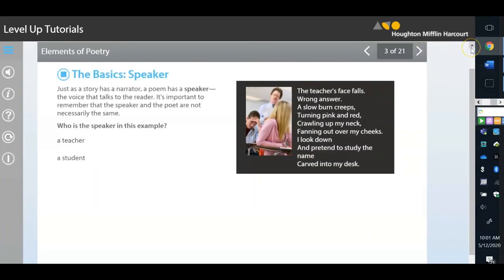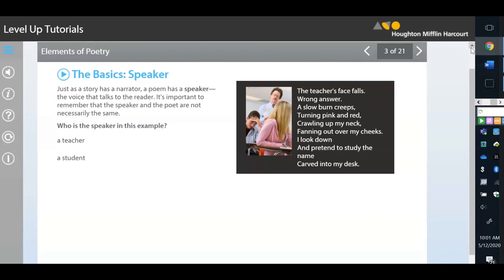Just as a story has a narrator, a poem has a speaker, the voice that talks to the reader. It's important to remember that the speaker and the poet are not necessarily the same. Who is the speaker in this example? The teacher's face falls. Wrong answer.